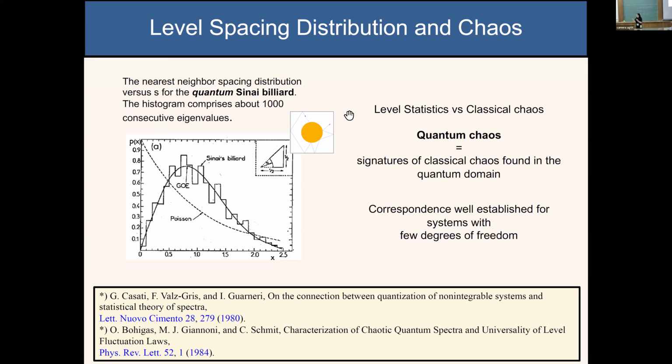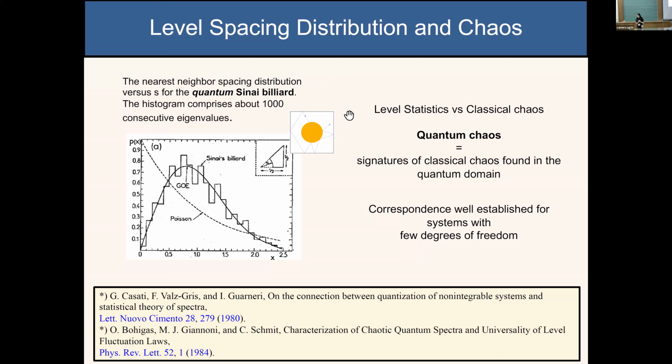I don't know about weak chaos, but in many systems we have something between Poisson and Wigner-Dyson. You can have that. I don't know about this specific one, but I'll be showing you distributions in between.